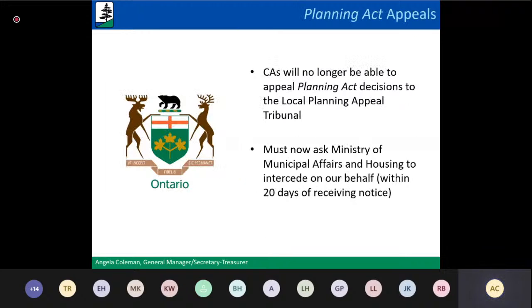Next slide. Thank you. And again, the minister can intercede on behalf of the Conservation Authority, and the decisions must be made within 20 days of receiving a notice. So we will have to make sure all of our decisions are issued in a timely fashion.